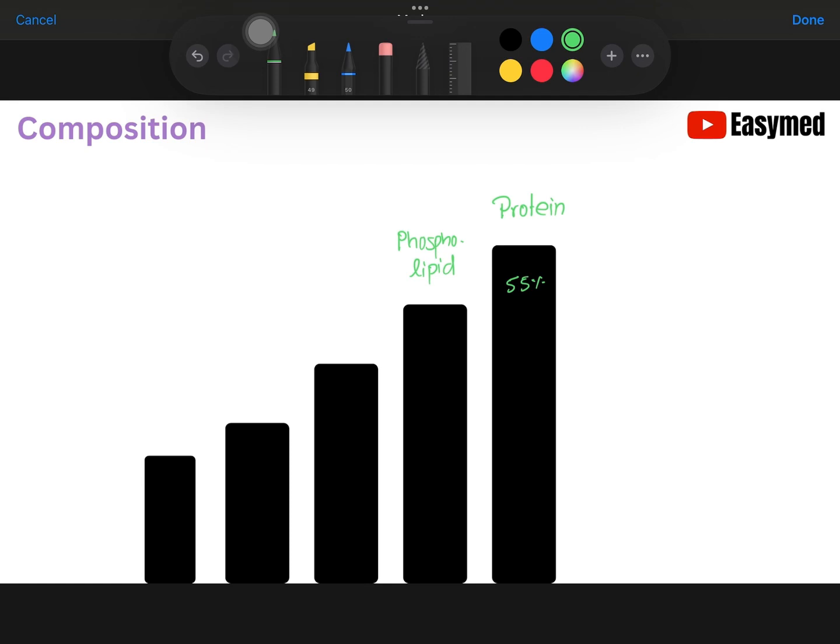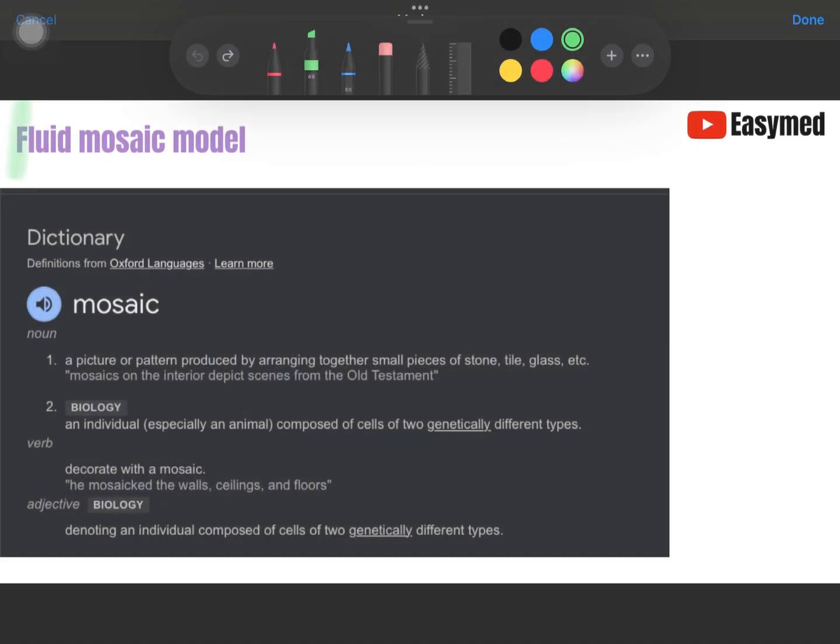On talking about the composition, the cell membrane is made up of protein, that is 55%, and phospholipids, that is 25%, cholesterol 13%, and other lipid like sphingolipid 4%, and carbohydrate 3%. So the major constituent of the cell membrane is the protein, that is 55%, and second common one is lipid, that is 42%.